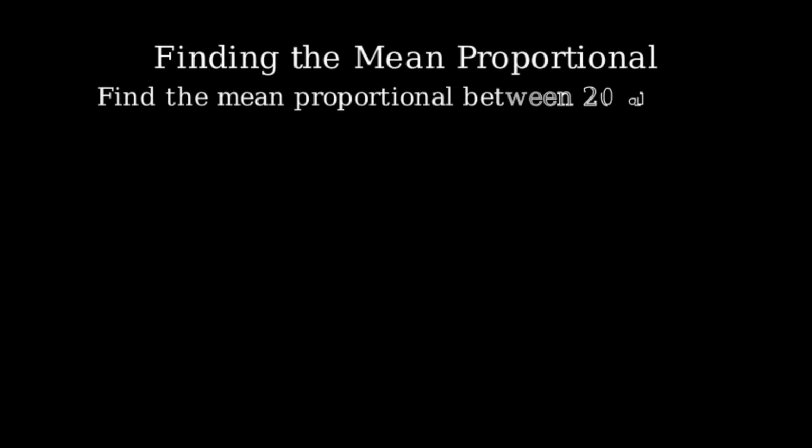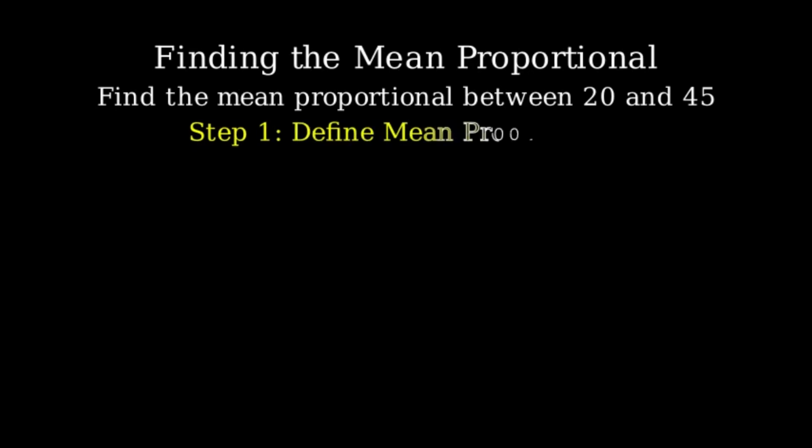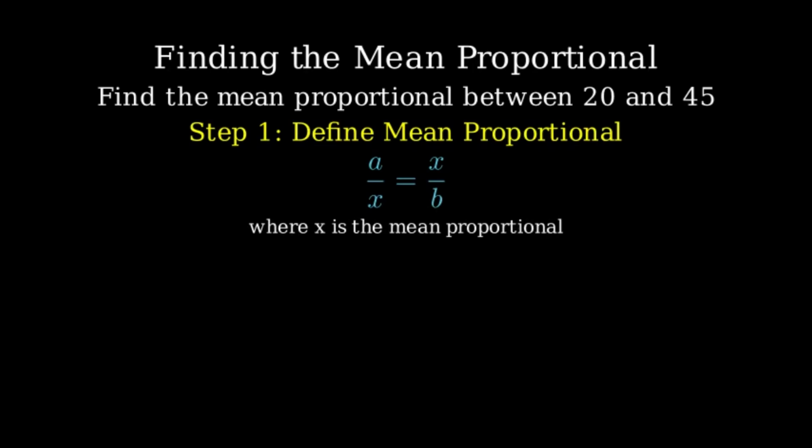Welcome! Today we'll learn how to find the mean proportional between two numbers, 20 and 45. Step 1. Let's understand what a mean proportional is. The mean proportional between two numbers a and b is a number x such that the ratio of a to x equals the ratio of x to b. Step 2. We can rewrite this equation by cross multiplication. When we cross multiply, we get x squared equals a times b.